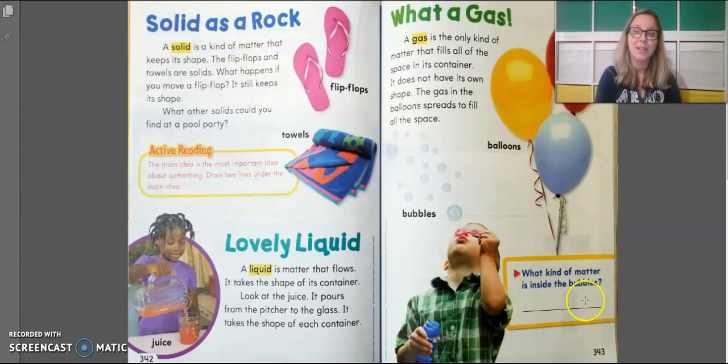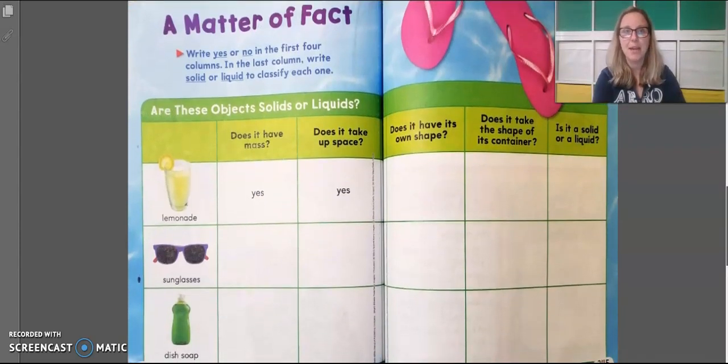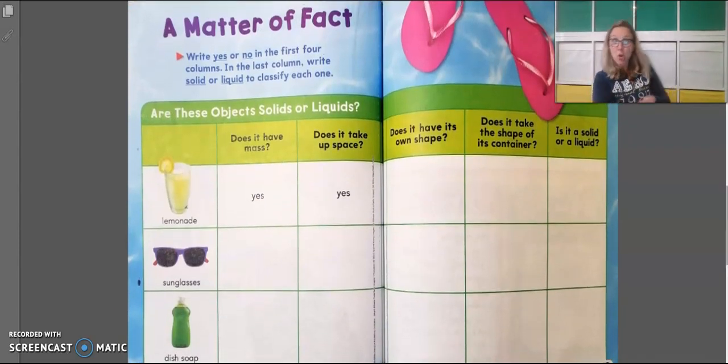On the line you should write gas, okay? All right, let's go now to the next 2 pages. Here it says a matter of fact. Write yes or no in the first 4 columns. And in the last column, we'll write solid or liquid to classify each item. So we're trying to figure out, based on what we see here, is it a solid? Is it a liquid?